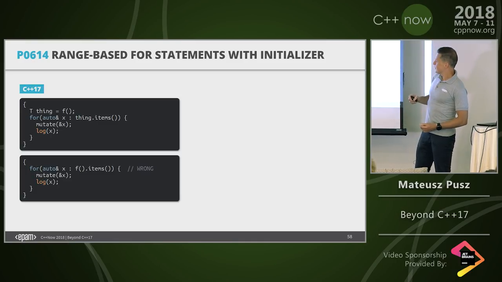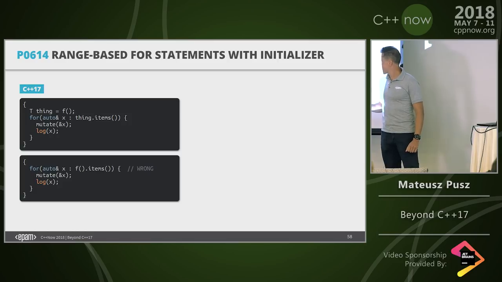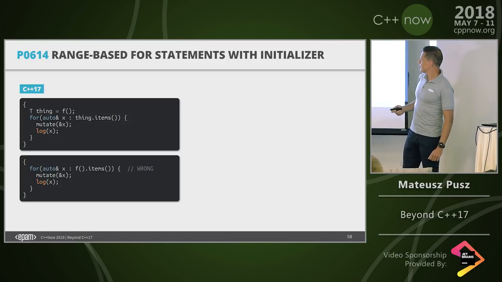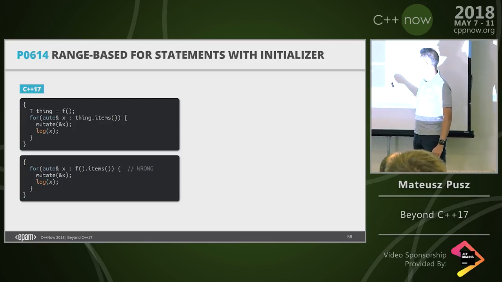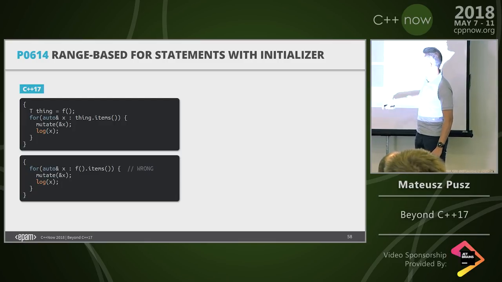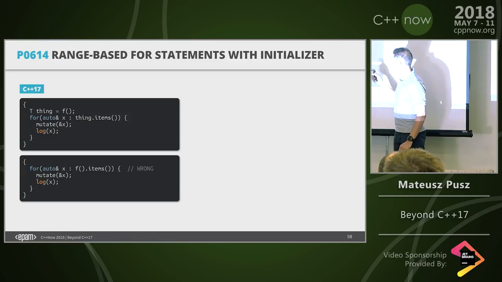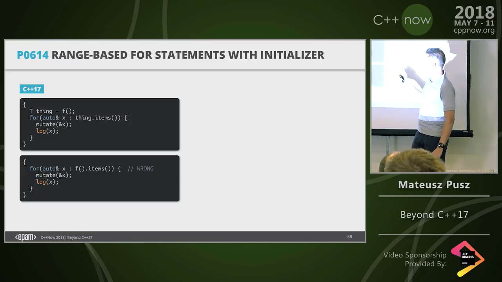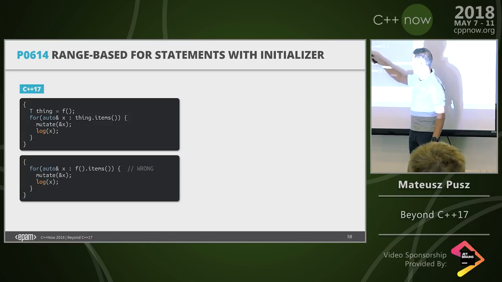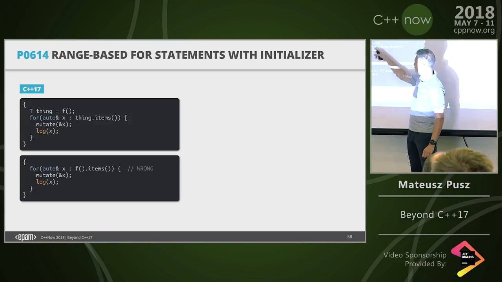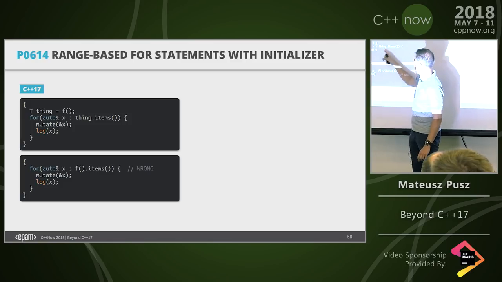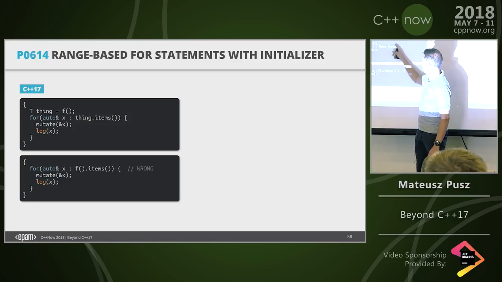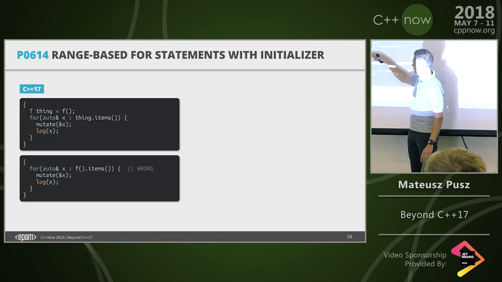Okay, as we have in C++17 if with initializer, right now we'll also have the initializer for the range-based for loop. Basically, why do we need it? In this case, let's assume that the function f returns something by value. Yes, it's not a reference, it's by value. You will have here some object, and then you iterate on the items of it. And everything works fine in this case.